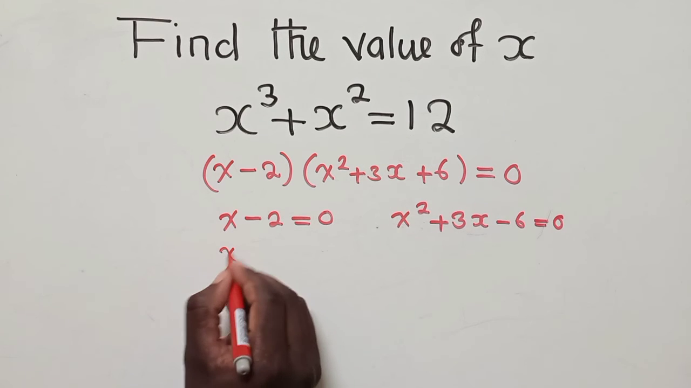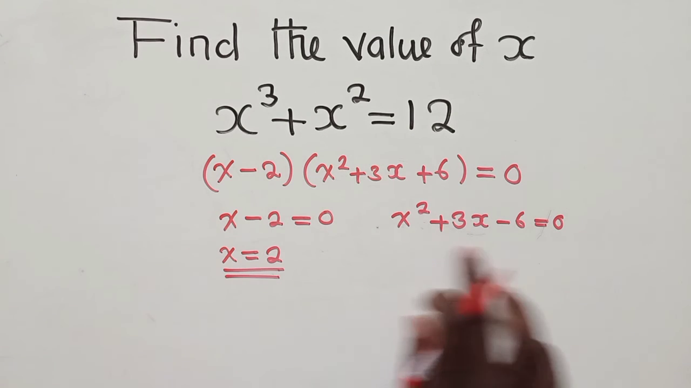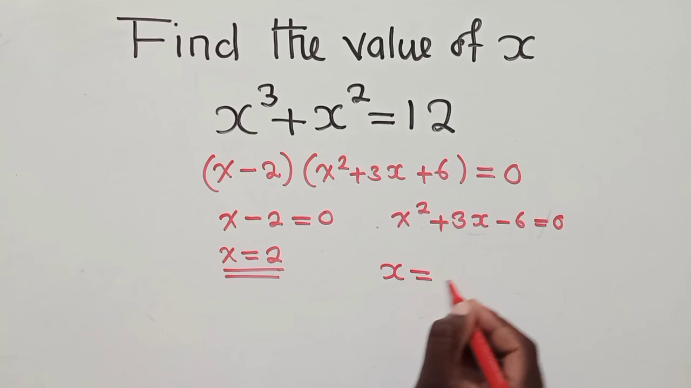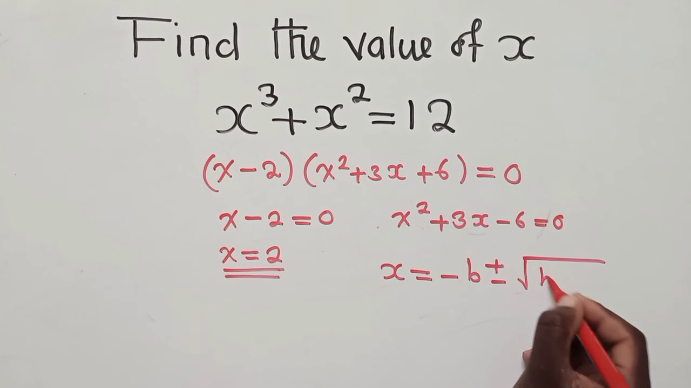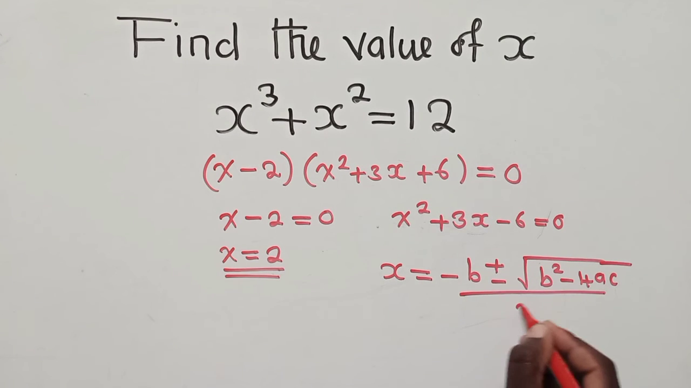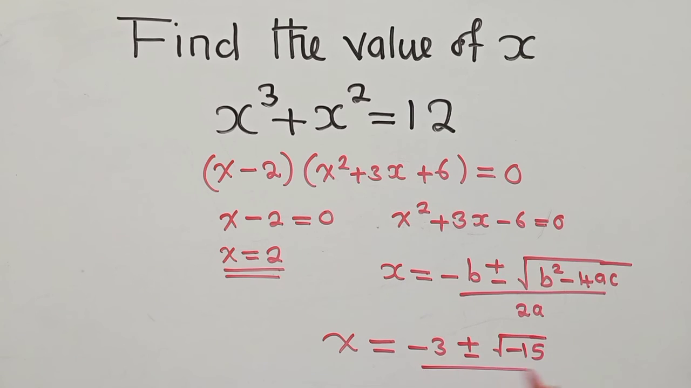So here x is equal to 2. One of the solutions is x equals 2. The other solutions will come from solving this quadratic equation. So we shall say x is equal to negative b. You use this formula to solve the quadratic equation. Once you use this formula to solve, you shall get x to be equal to negative 3 plus or minus root of negative 15, over 2.